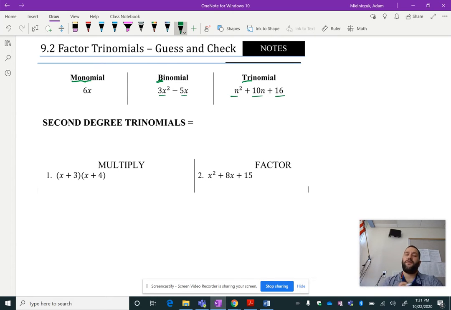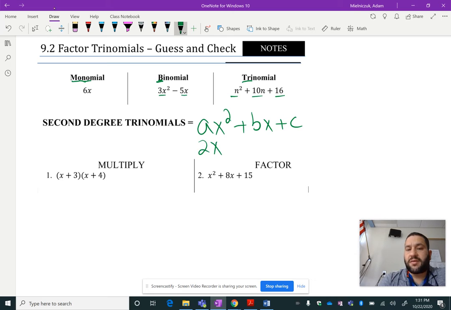Now, what we are going to focus on is called second degree trinomials, which fit the form ax squared plus bx plus c. As an example, we could have 2x squared plus 7x plus 10. So a, b, and c are numbers. Notice what happens to the exponents. We go from an x squared to an x to the first to technically an x to the zero. So they go down in order by one.